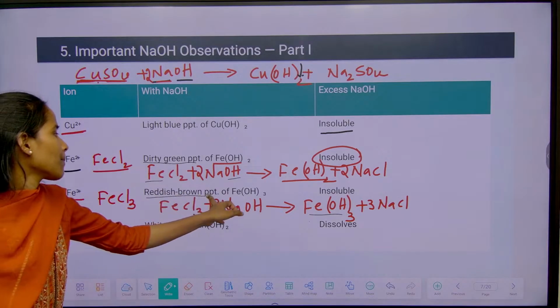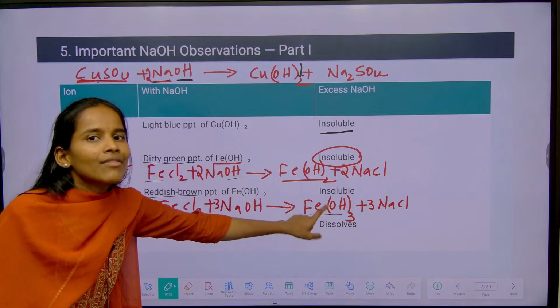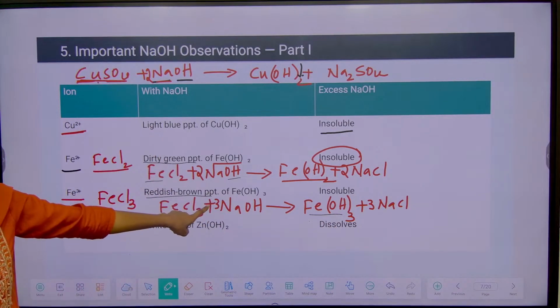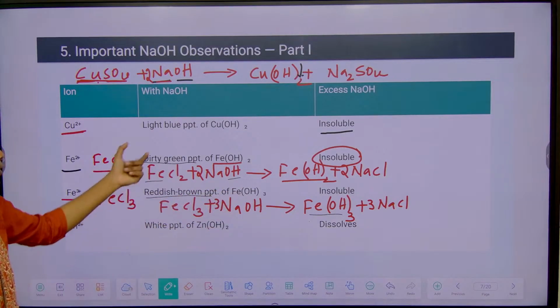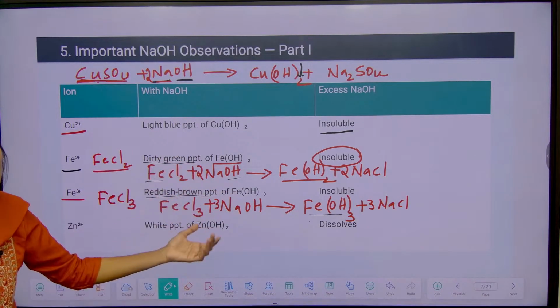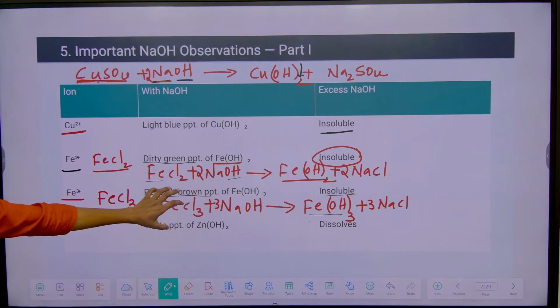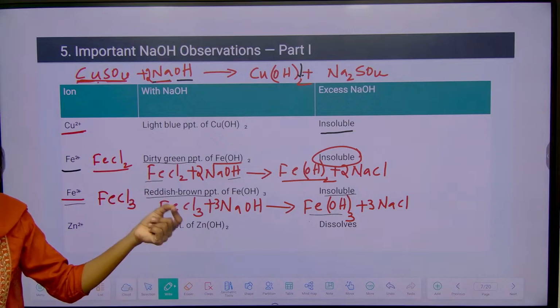A reddish brown colored precipitate will be formed. It means that ferric hydroxide is formed. Now we have to check the solubility of the precipitate formed. So we will add some extra amount of NaOH solution, and it is also insoluble. It means that the cation in the given salt is Fe plus 3.